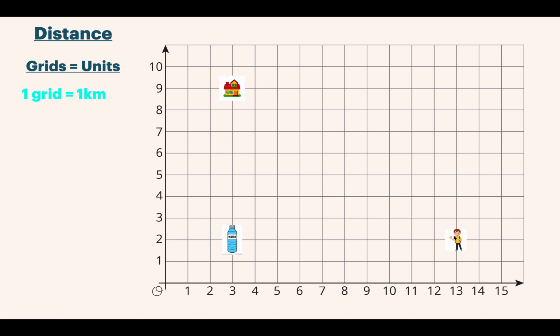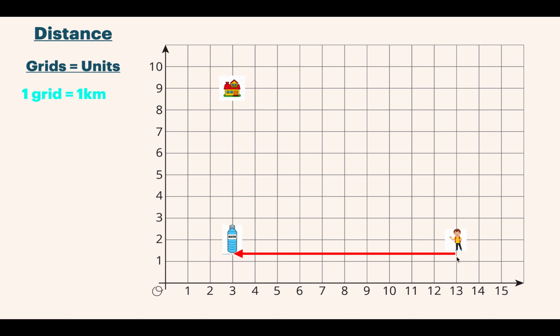So we can actually use the grids to find out how far he needs to walk. Now, the first distance I want you to find is how far he needs to walk before he gets to the store. So let's do it together. He's at 13. Now the numbers don't really matter. You can use them if you want, you can do addition, subtraction, but we can count them manually.